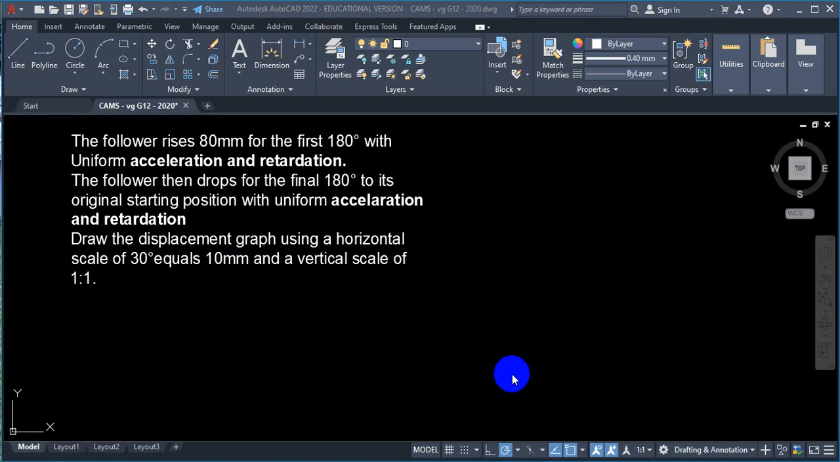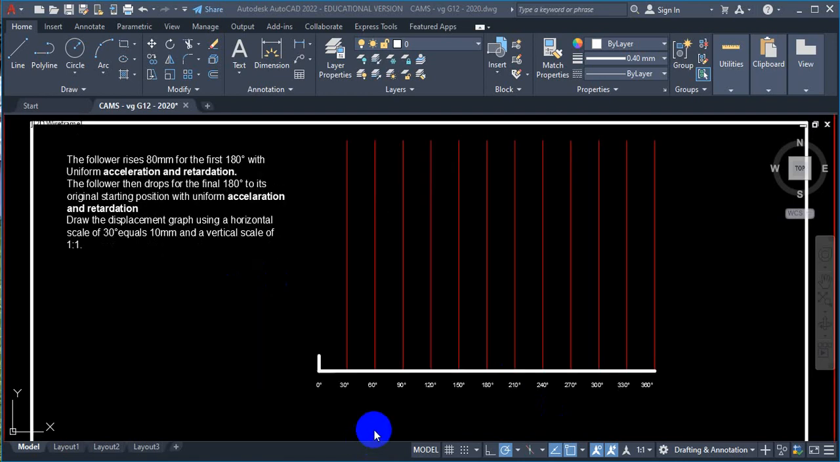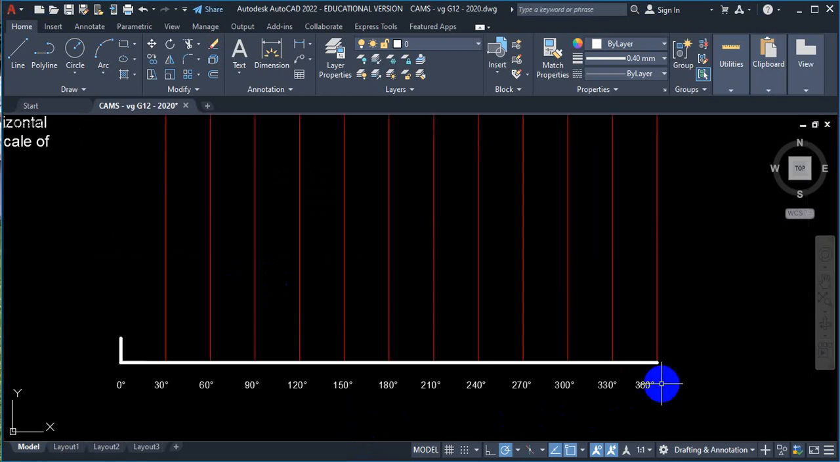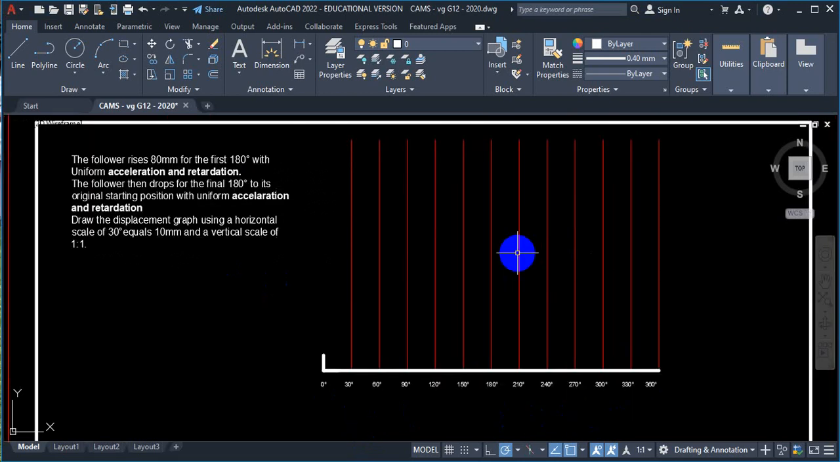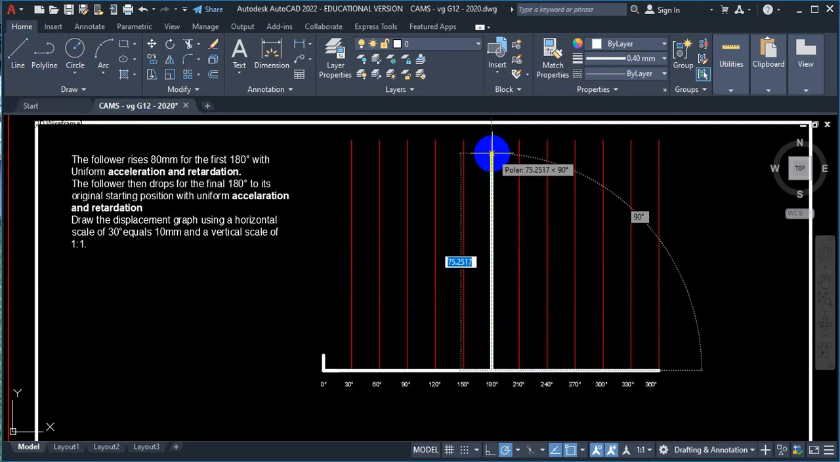Now let's quickly do this. Therefore, now we have done our divisions, 0 to 360 degrees, and these are 10 millimeters. Now we need to read: the follower rises 80 millimeters for the first 180. So this is where we are. We need to measure 80 millimeters at 180. So at 180 we need to go up by 80. So I'm going to put there 80.